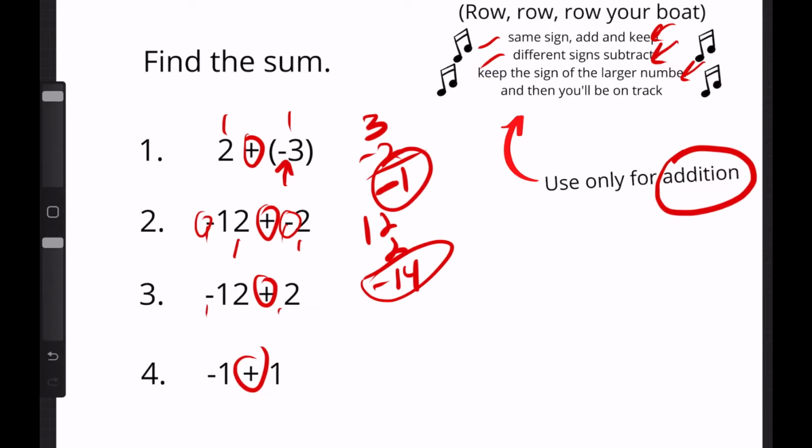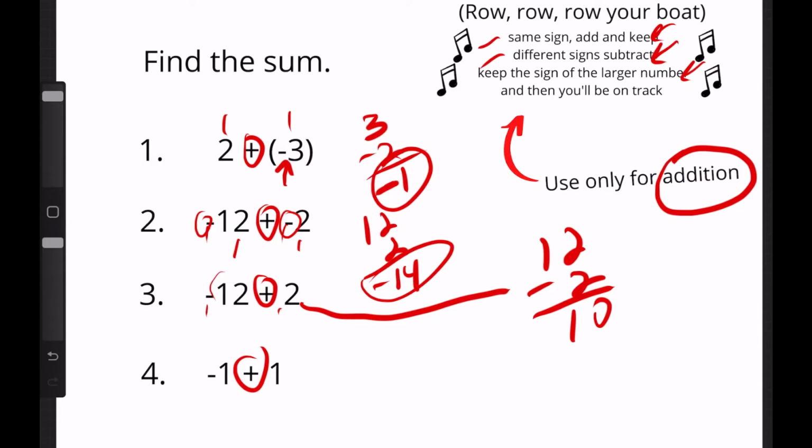They're different. So the next line of the song is different signs subtract, keep the sign of the larger number. So if we go over here, we've got different signs subtract. So we've got our 12 and we're going to minus 2. 12 minus 2 is 10. Now, we're going to keep the sign of the larger number. Well, 12 is a much bigger number than 2, and it has a negative. So we're going to have to keep the negative sign here. So the answer to this, negative 12 plus 2 is negative 10.